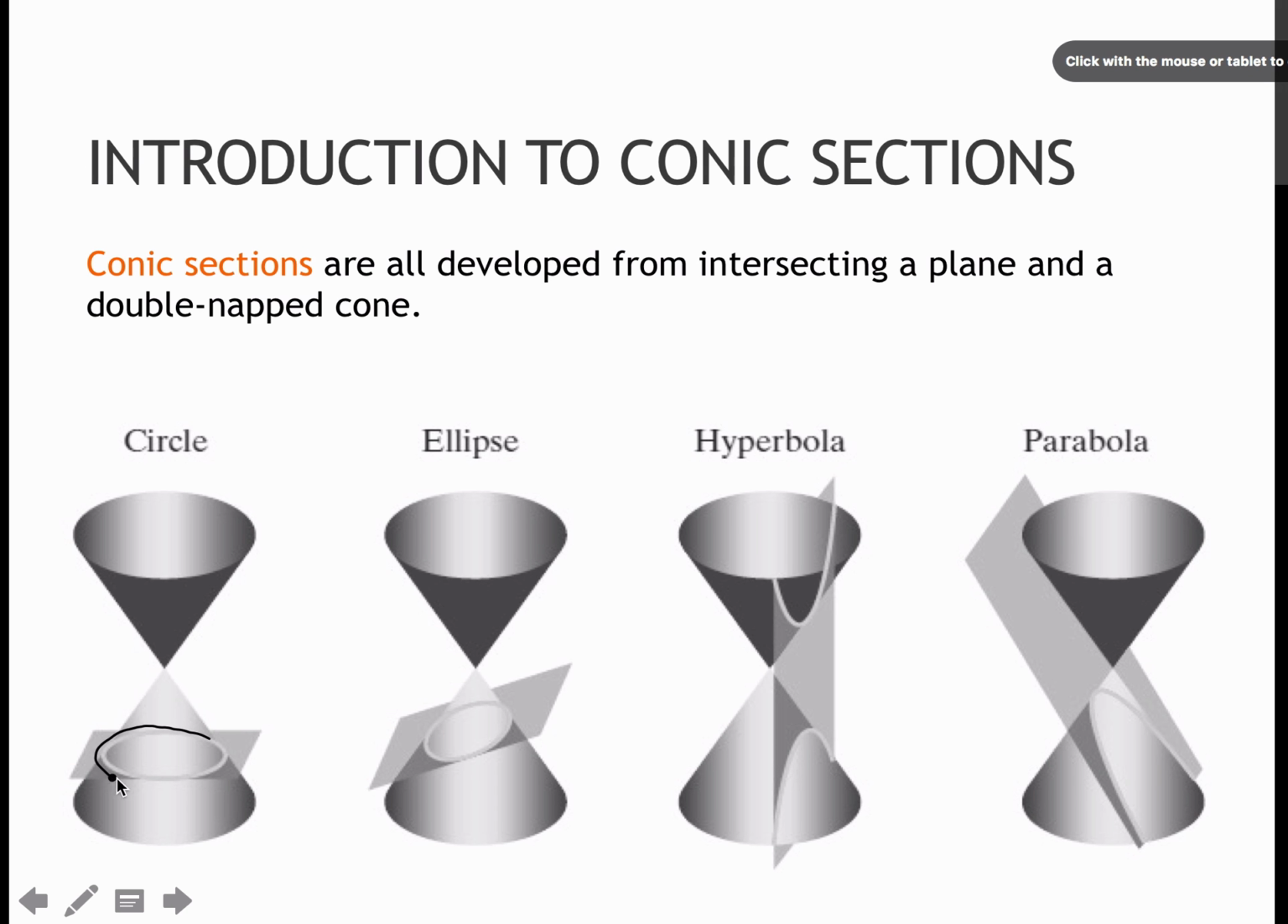Here we can see that it intersects in a circle. It could also be an ellipse, which is essentially sort of an oblong circle. A hyperbola, we're looking at sort of two parabolas going in different directions. And then of course, just one parabola. So those are the conic sections that we'll focus on. We've already learned about the circle, but I'm going to review all four of them with you.